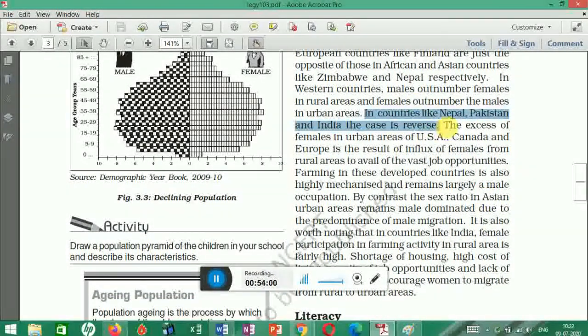And see, let us read this area. The excess of males in urban areas of USA, Canada and Europe is the result of influx of females from rural areas to avail of the vast job opportunities. That means in USA, Canada and Europe, females are migrating to the urban areas for work and employment, contrary to India.